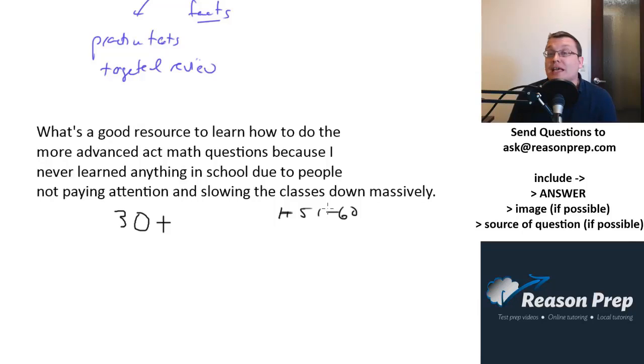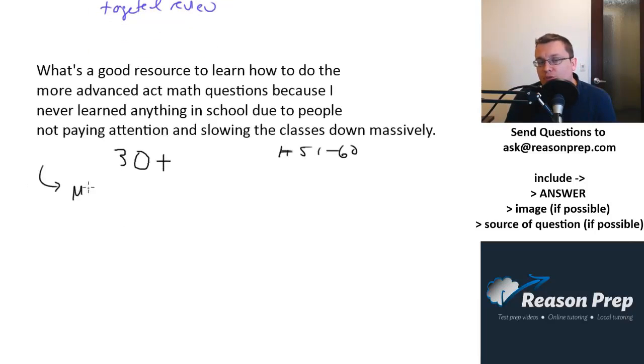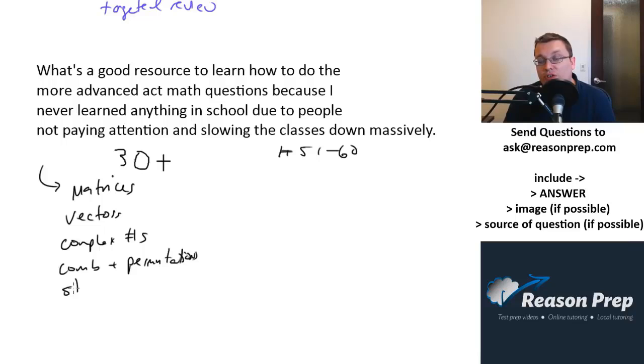However, if you're already in the high 20s or low 30s and you want to go higher, then you should worry about this. That said, it's a little bit tricky. So topics that would fall under this would be things like matrices, vectors, complex numbers, combinations and permutations. Little topics that you may not have, some statistical stuff, stuff that you may have never been addressed or maybe only looked at briefly.